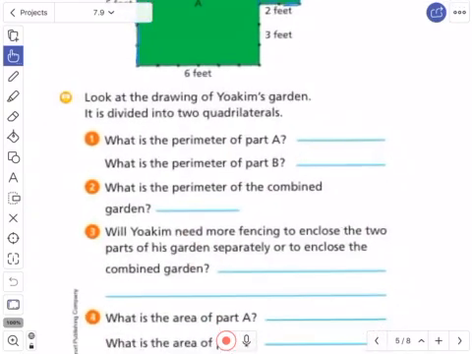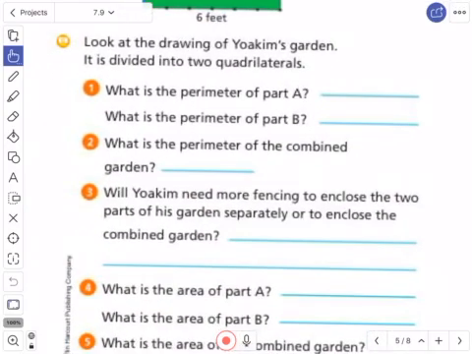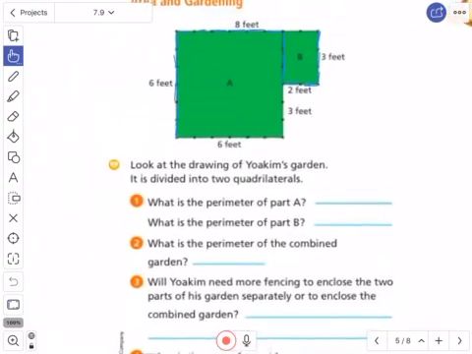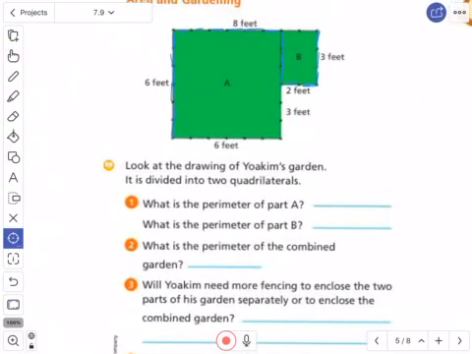Then number 3: will Joachim need more fencing to enclose the 2 parts of his garden separately, or to enclose the combined garden? So this is where it makes a little bit more sense why I'm saying for number 2, don't worry about that part. If he was going to separate and have 2 separate gardens, would he need more fencing for 2 separate gardens, or for the whole thing around the whole outside? And basically, I'm going to want some proof. Which one would he need more from?